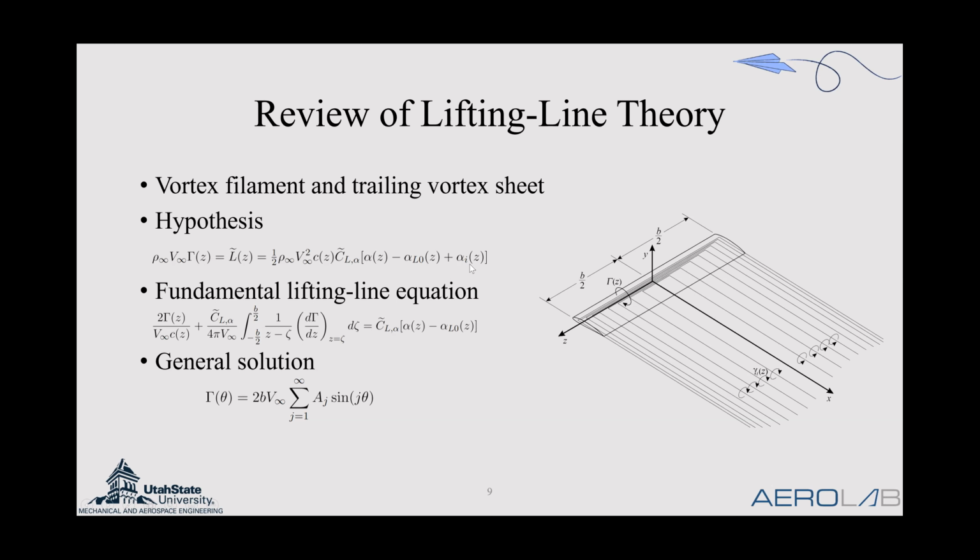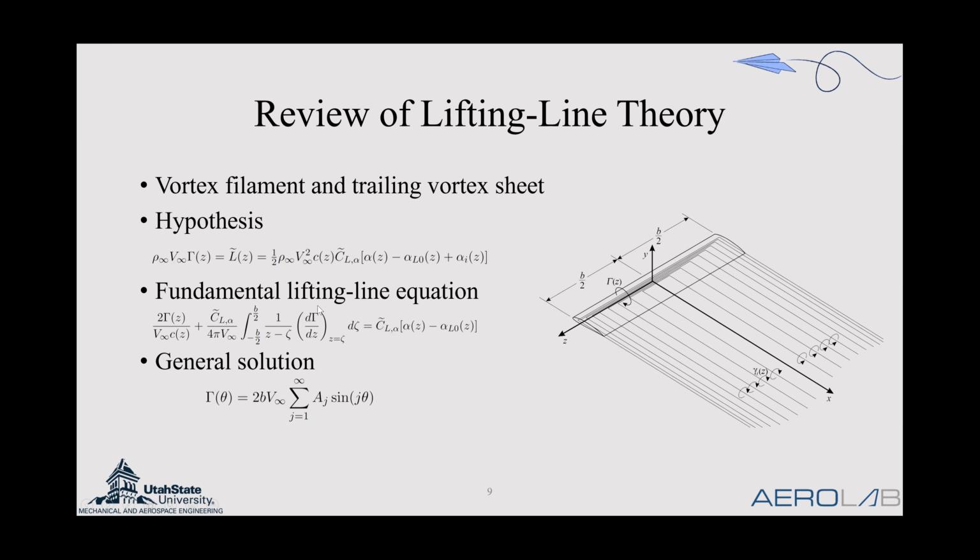But we can relate the induced angle of attack at any section along the wing as a function of the vortex strength along the wing. And if we do that, we get this fundamental lifting line equation, which, as you can see, is pretty hairy. It looks kind of nasty, but there's only one unknown here, and that is the vortex distribution across the wing and its derivative.